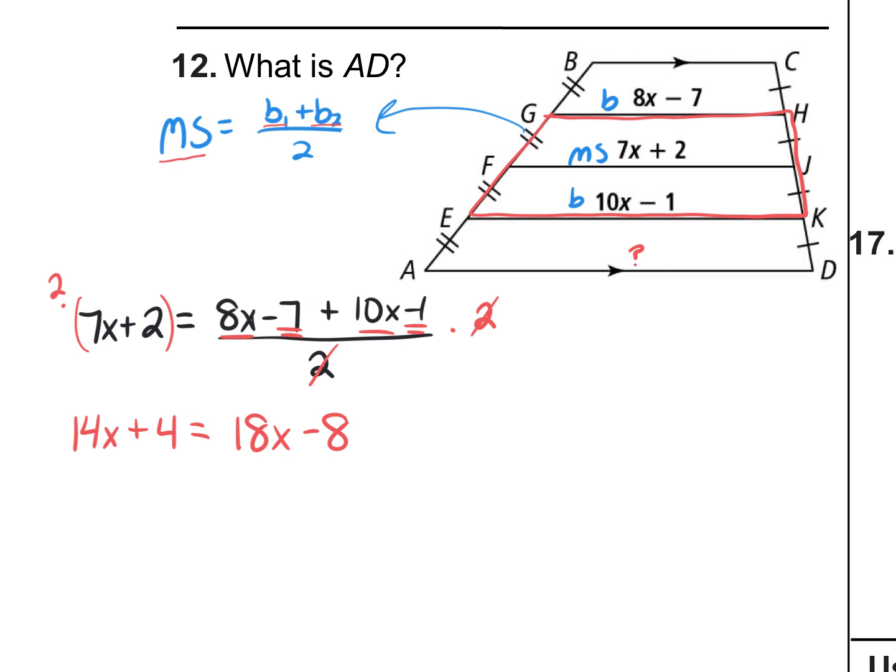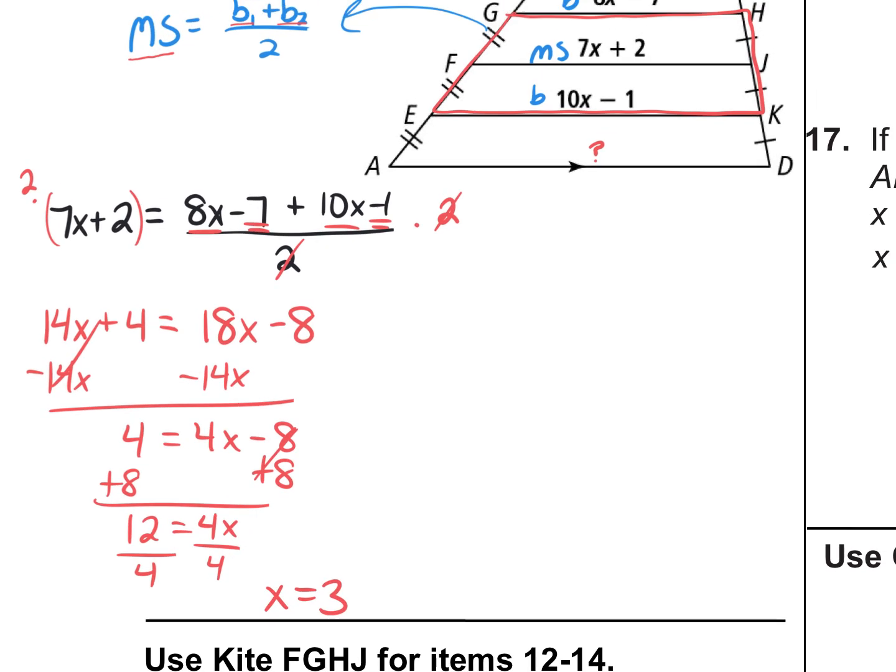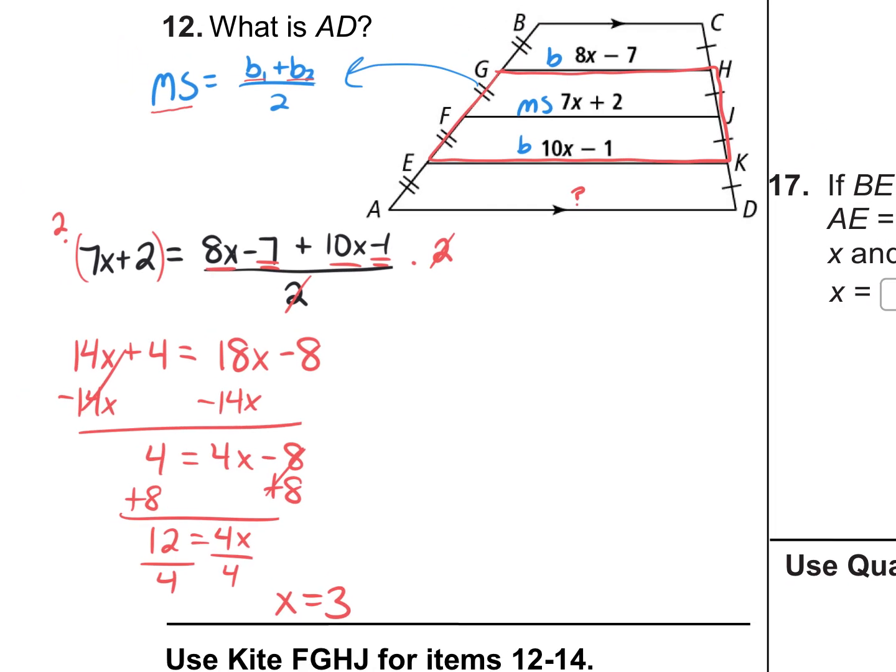So now all I have to do is just solve. So I'm going to subtract 14x. 4 equals 4x minus 8. What do I do from here? Add 8. 12 equals 4x. Divide by 4. X equals 3. Now, what do you think we do since this isn't our answer?